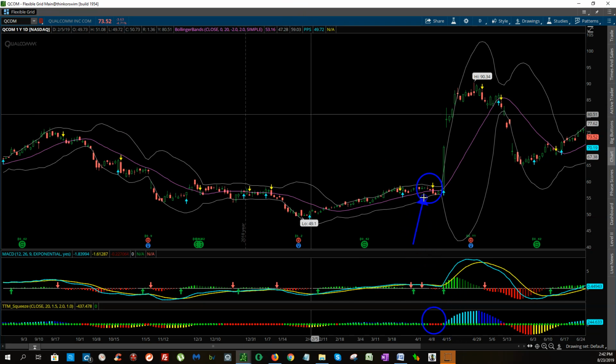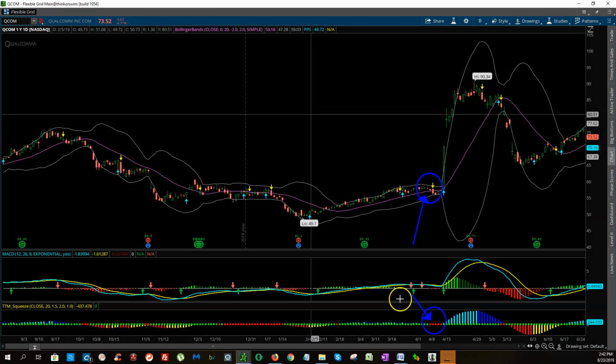So when we get into the squeeze area, what should be going into your mind here is, okay, we just entered a squeeze and price action was going up and now it's dipping down. Does that mean the squeeze is going to fire to the downside? I don't know. Does that mean the squeeze is going to fire to the upside? I don't know. But what I would tell you is something's going to happen.